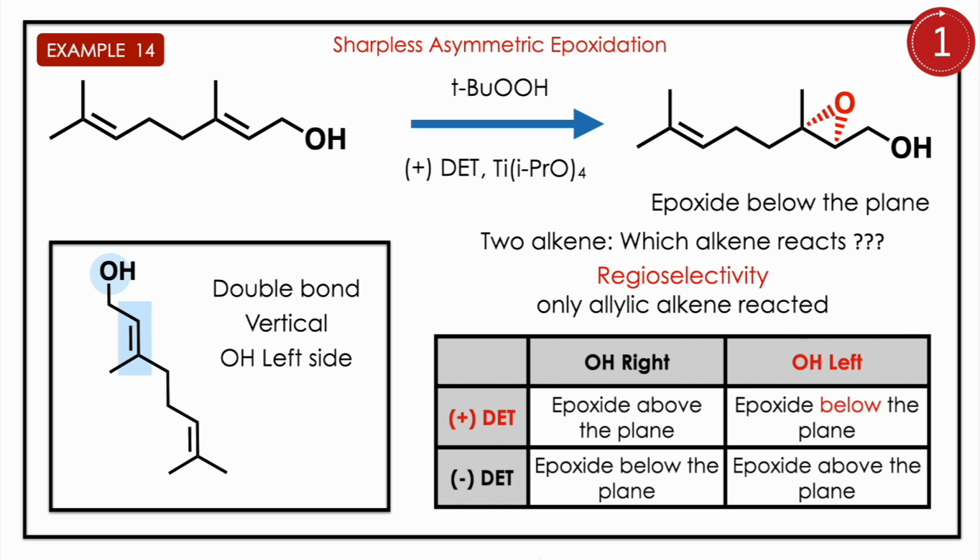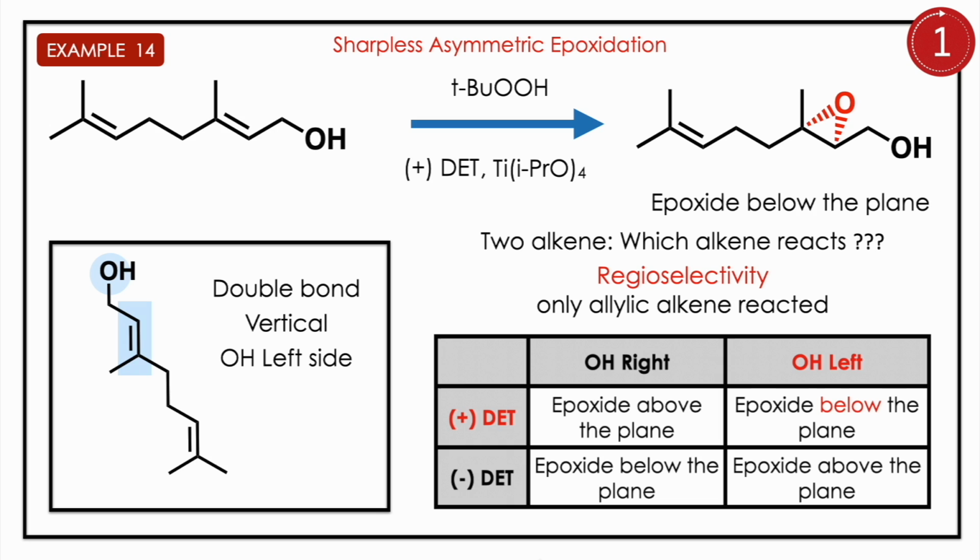So the chances of Sharpless asymmetric epoxidation. But one twist is here you have two alkene, but our reaction is regioselective. Only allylic position alkene is reactive. So we focus on allylic alkene. First step will be identifying the position of OH. So bring the double bond vertical, OH above. You can see OH is on left side.